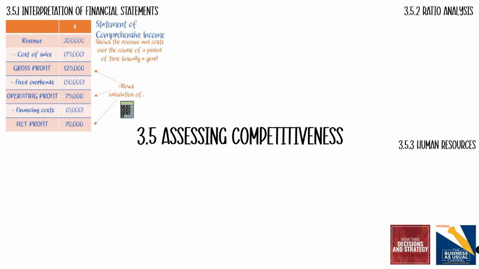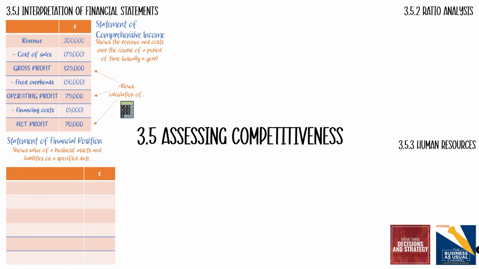In this situation, our revenue is 200,000. These are the same figures we used in the Theme 2 video. Our gross profit is 125,000. That means of the revenue of 200,000, we kept 125 as gross profit. We kept 75,000 as operating profit, and overall, over the course of the year, we made £70,000 in net profit.